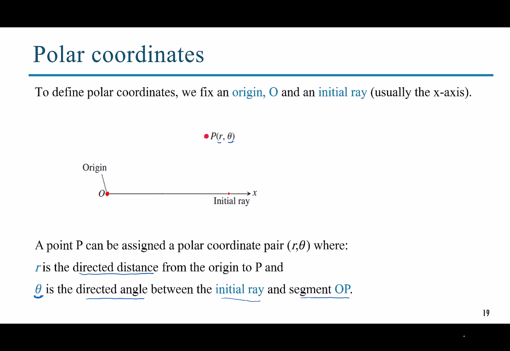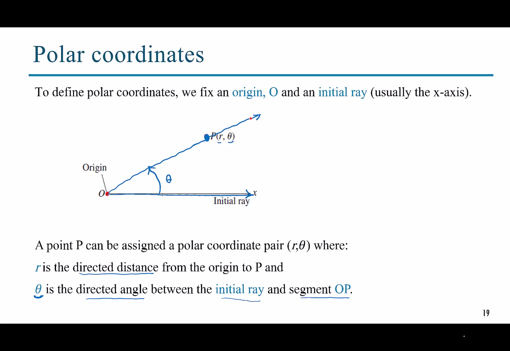That means I go theta degrees counterclockwise from my initial ray. So this is my initial ray. I go theta degrees and I find the ray that my point is placed on. That's the meaning of this theta. So this is my ray.